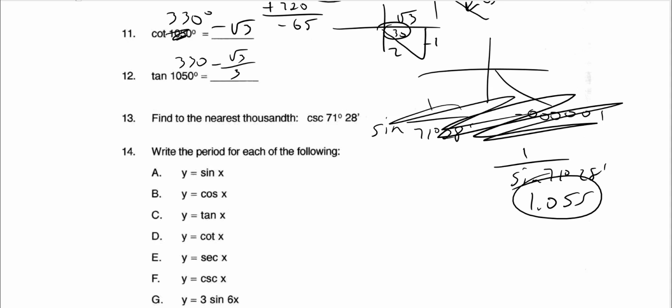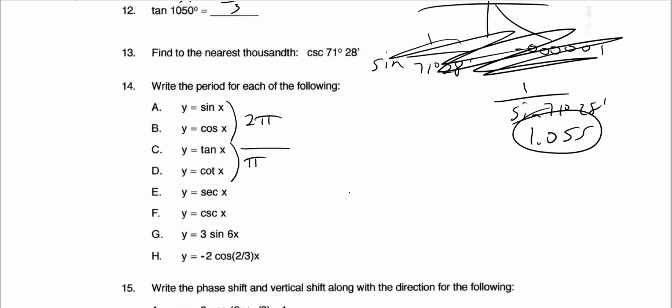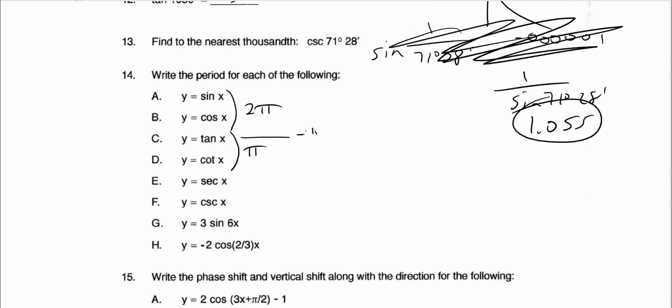Okay, cool. Write the period for each of these. You should know all of these. These two are 2 pi. That's pretty easy. These are just pi, where for tangent, remember, when I have you set up that compound inequality, I have you set it up between negative pi over 2 and pi over 2. Cotangent is between 0 and pi. Secant is the same as sine and cosine, so that's 2 pi.